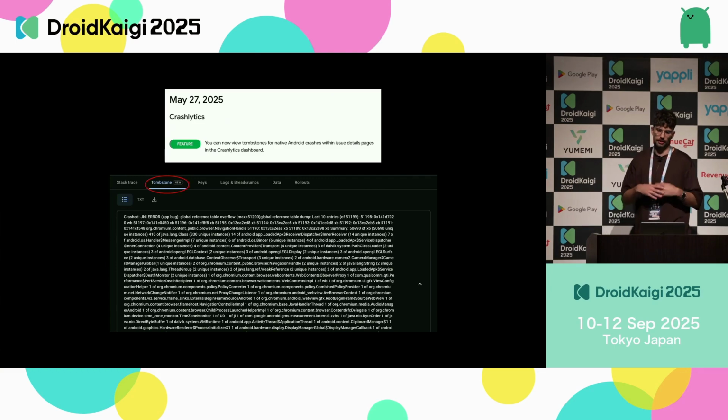I also included the reference to the documentation on native crashes at the end. But for the main part, that is really it.